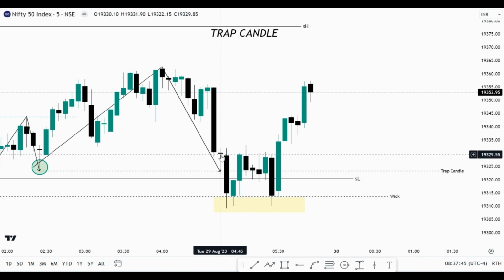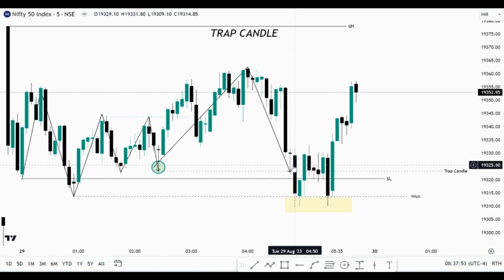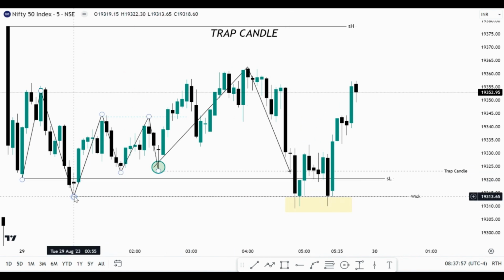Okay, so we can enter long here and keep a stop loss below. The very next candle takes out our stop loss. Okay, never mind. And here comes the next point. So you can see here, right?